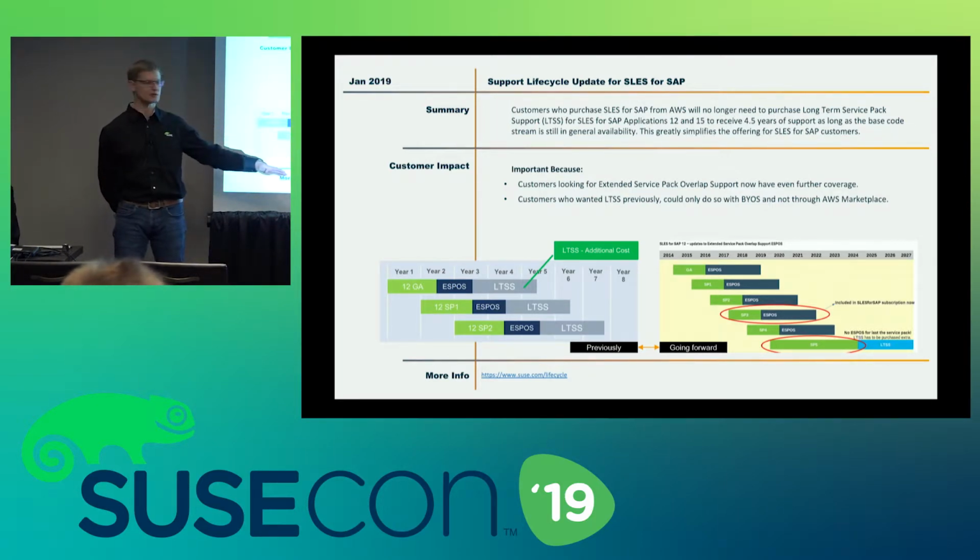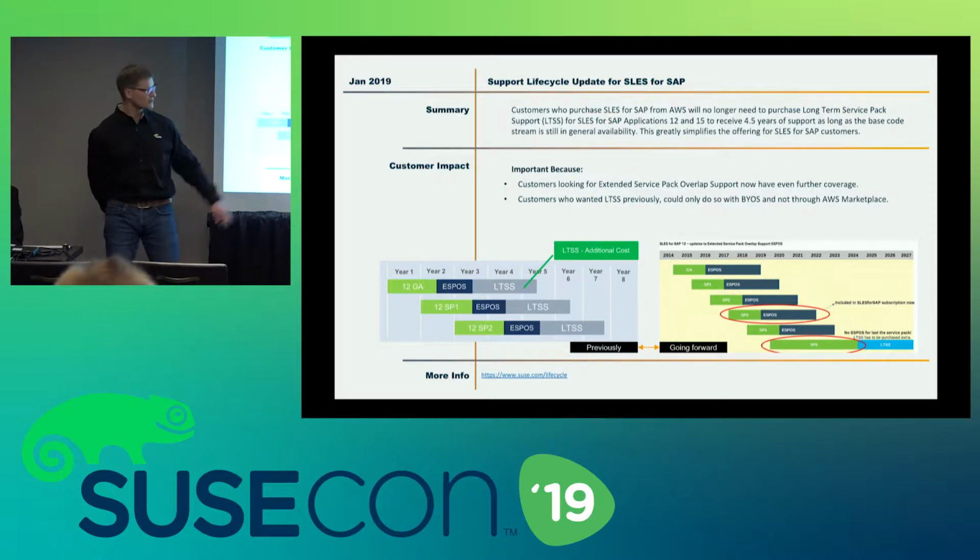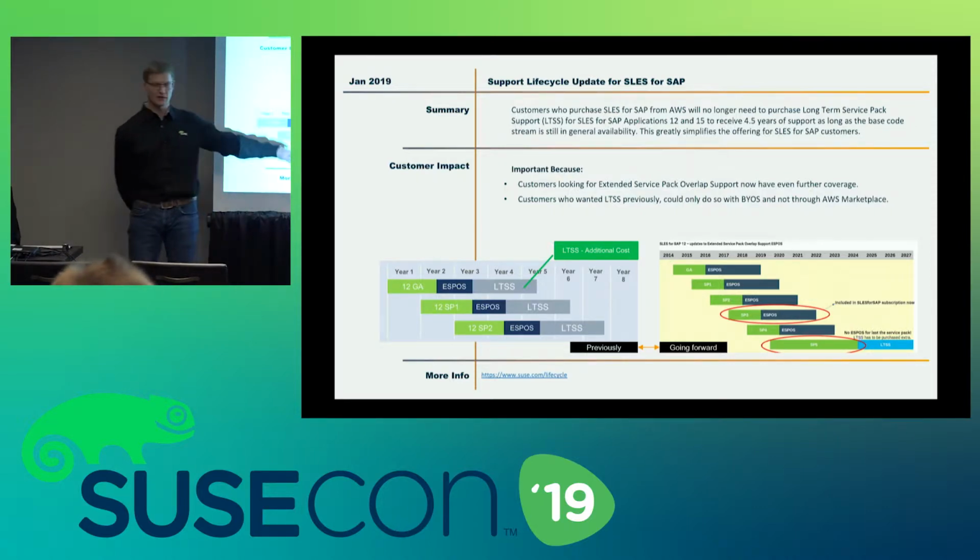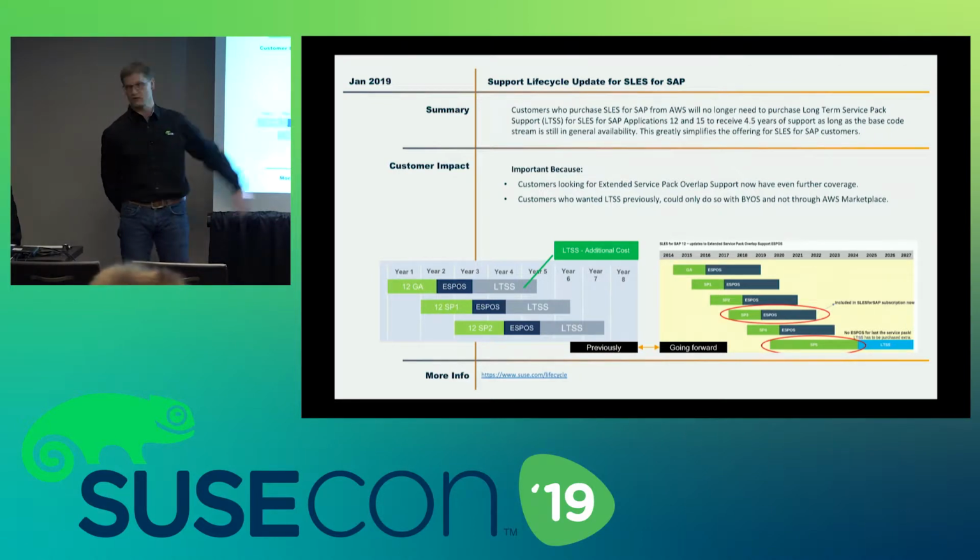You have to update your instance to the latest service pack, and after 4.5 years, you have to purchase the LTSS option. And LTSS is only available for SLES 15 and 12 for the latest minor release. Yeah, that's a major change. But I'm sorry, it is called LTSS only for the latest service pack. In the other things, it's called SPOS, Extended Overlay Support.